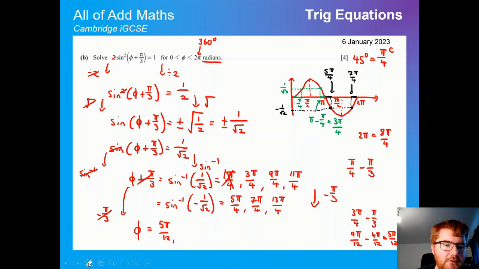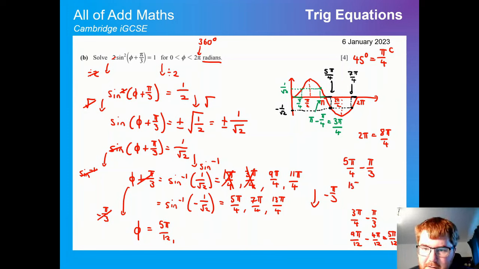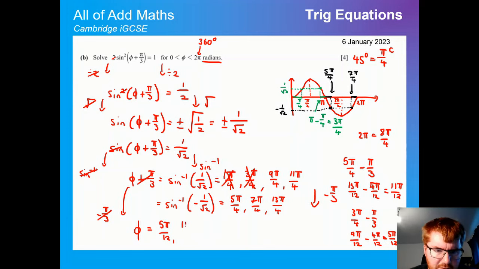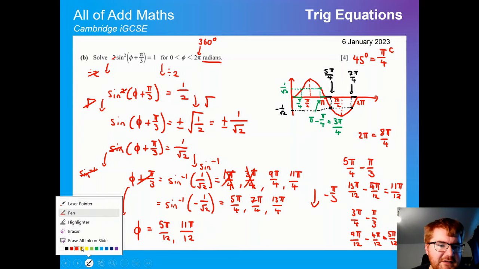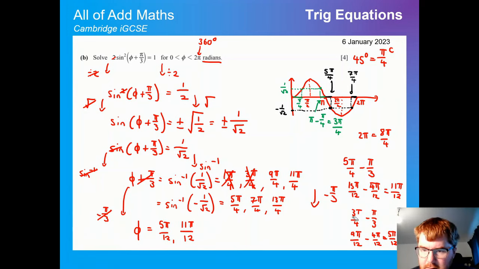There we are. Let's now do 5 pi over 4. So if I do the same process, I'm going to get 15 pi over 12 minus 4 pi over 12. That gives me 11 pi over 12. So that's also within the domain. It's just less than a single pi. And let's just do one more just for clarity so you can see what's happening here. So I'll rub this out.